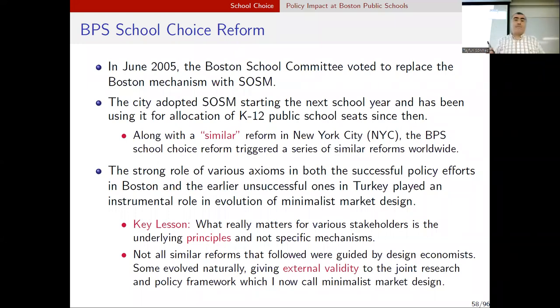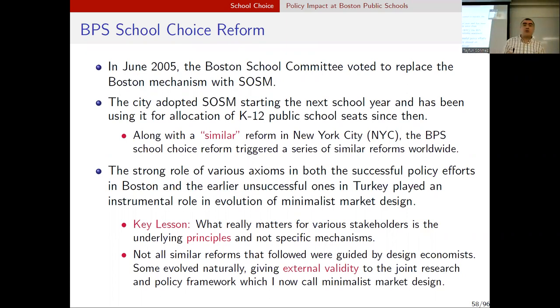So, in June 2005, the Boston School Committee voted to replace the Boston mechanism with the student optimal stable mechanism. The city adopted SOSM starting with the next school year and has been using it for allocation of K-12 public school seats since then, along with a similar reform in New York City, though I think they are not similar.